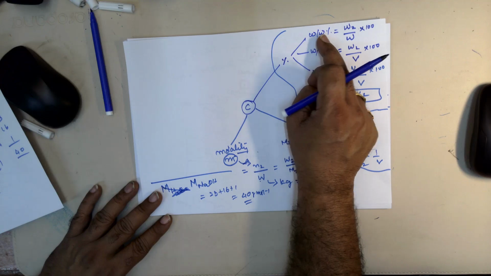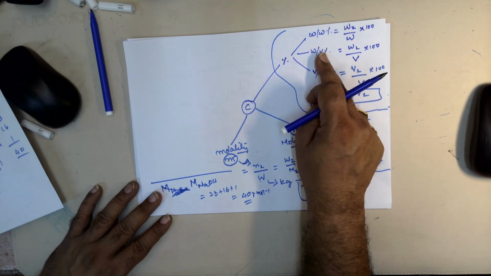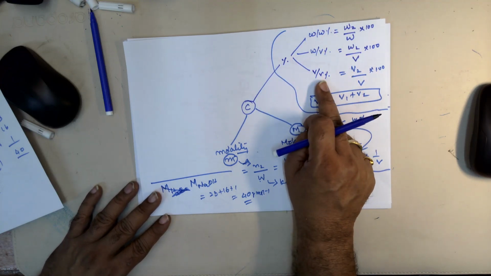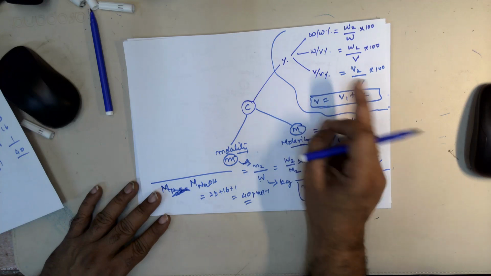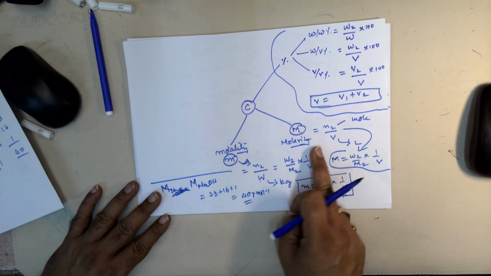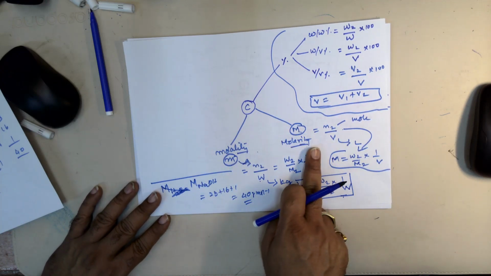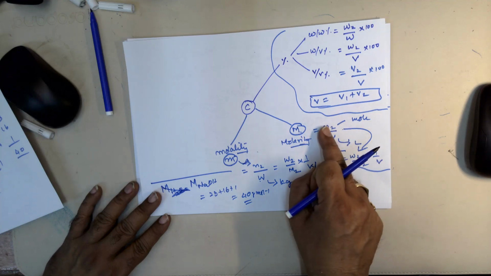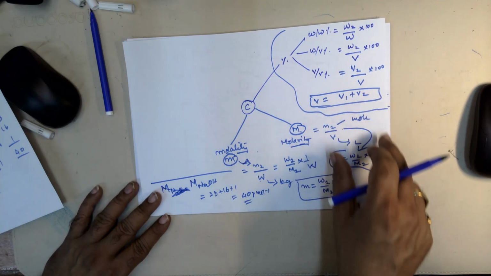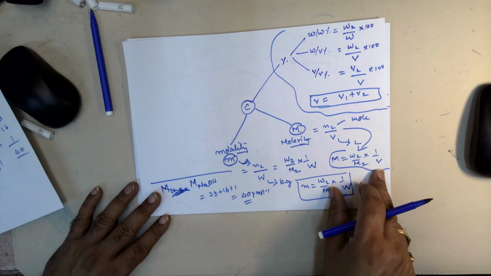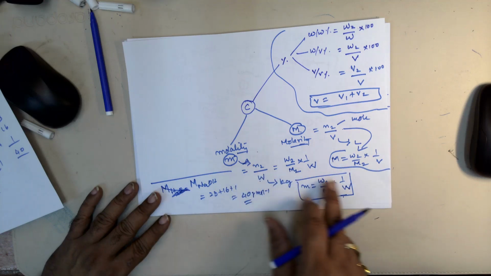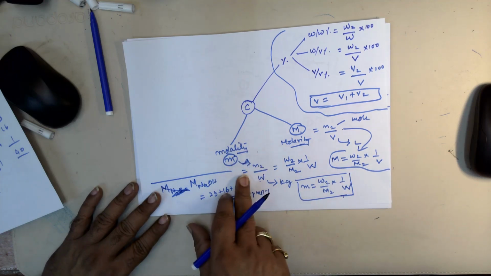One is weight by weight percentage, another is weight by volume percentage. Then the third one is volume by volume percentage. Then we discussed molarity, where we know the expression for a mole: mole is nothing but weight divided by molar mass. Then we were explaining molality also.